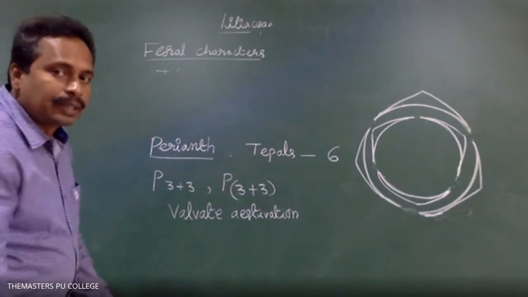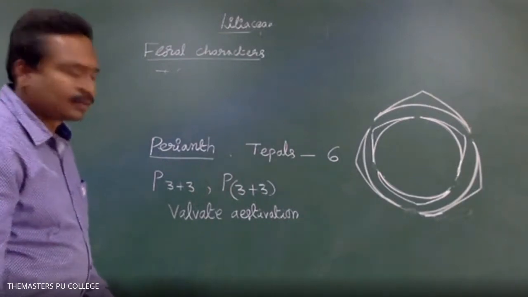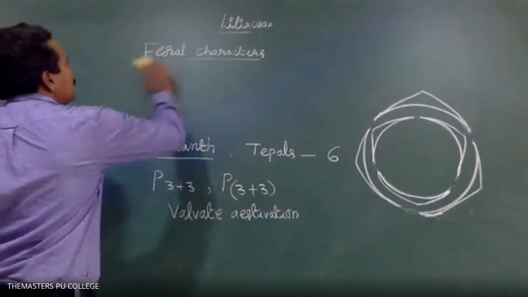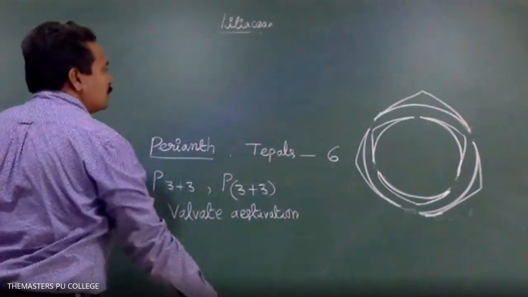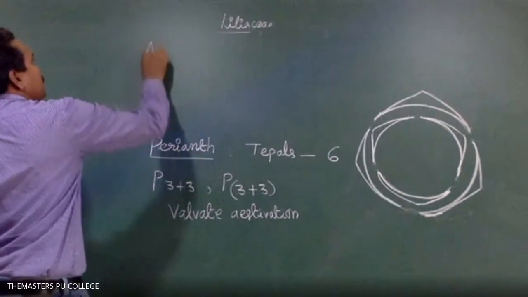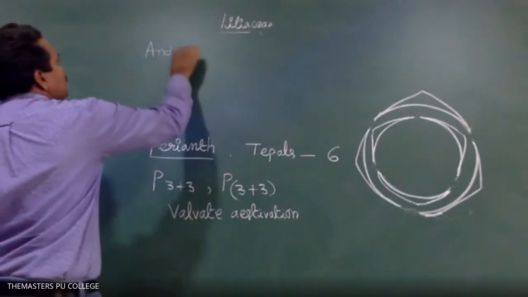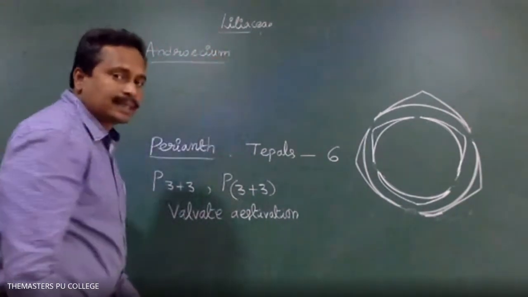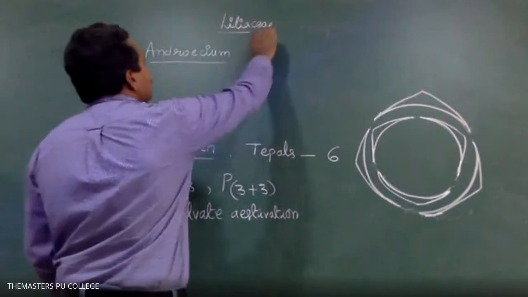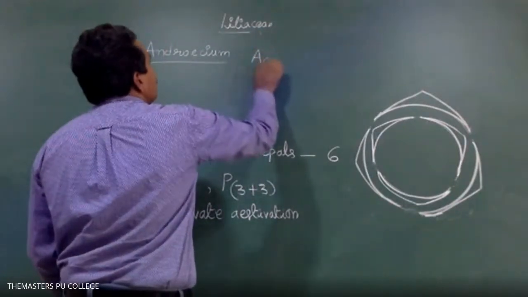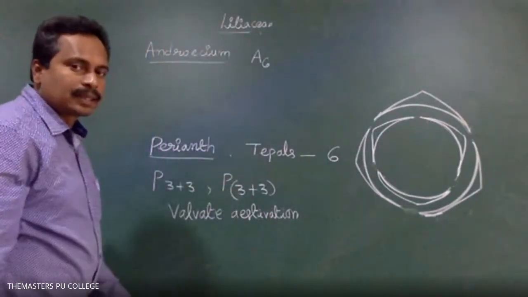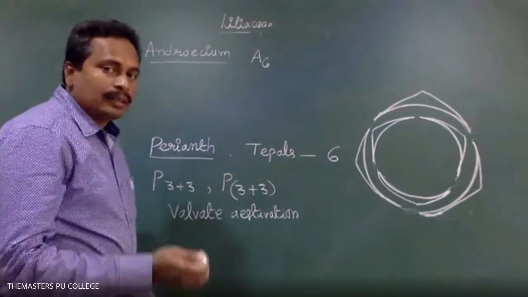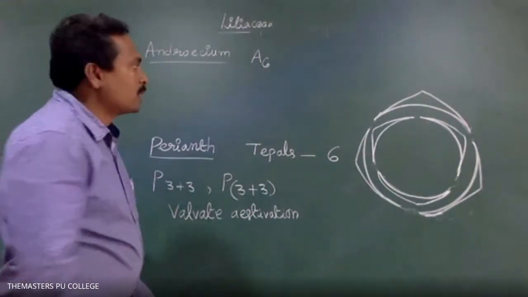What are the next units in a flower? Androecium. Androecium consists of 6 stamens. The stamens are arranged in 2 whorls.